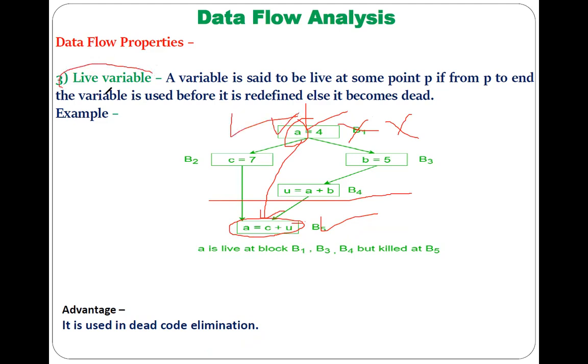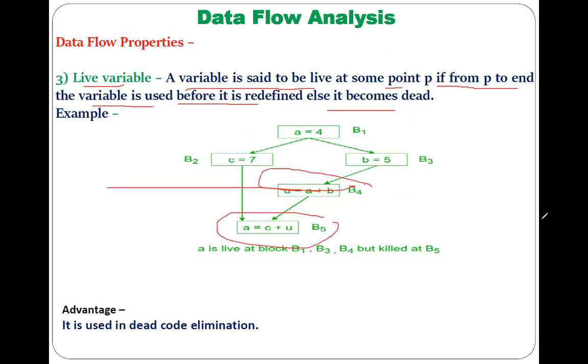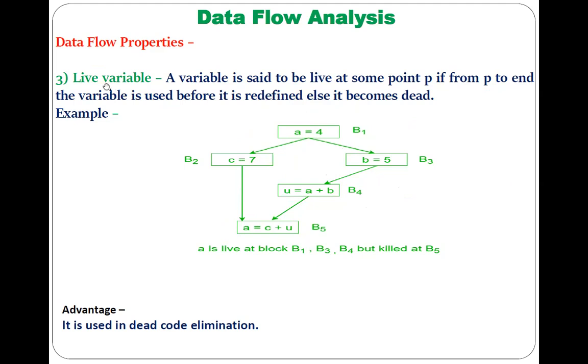So from the live variable, you can get the idea up to which point a variable is live and at which point it is considered dead. From that, you can easily do the dead code elimination. So that is the live variable, and a variable is said to be live at some point P if from P to the end, the variable is used before it is redefined, else it becomes dead. So before it is redefined at this point, it gets utilized here. That is the reason up to this point it is said to be live. Okay. So that is the concept of live variable.